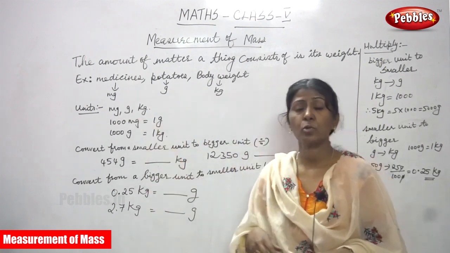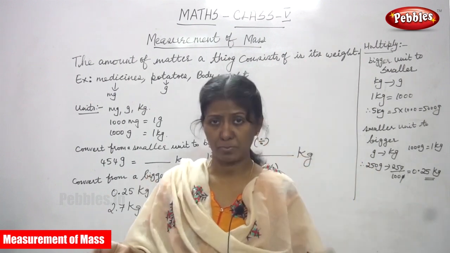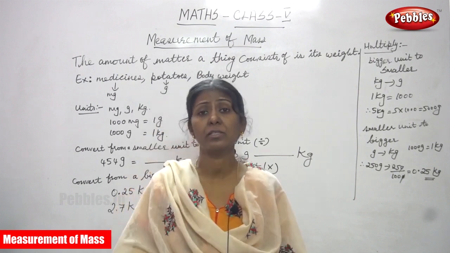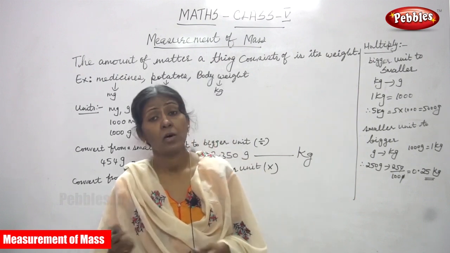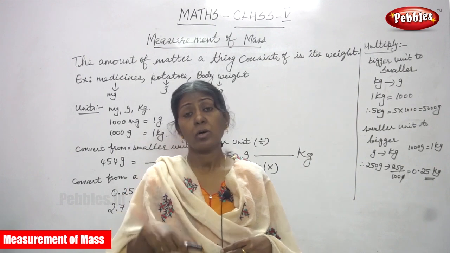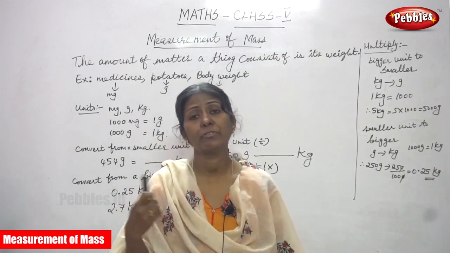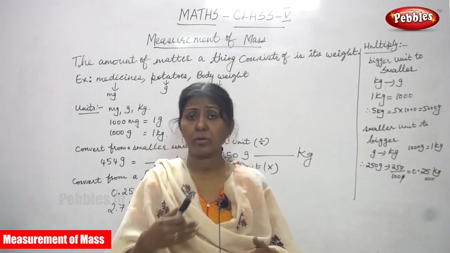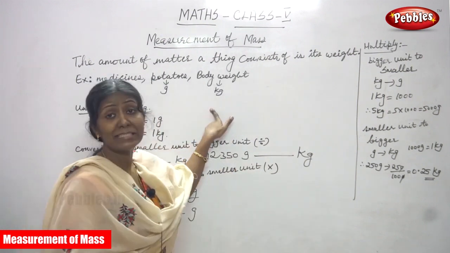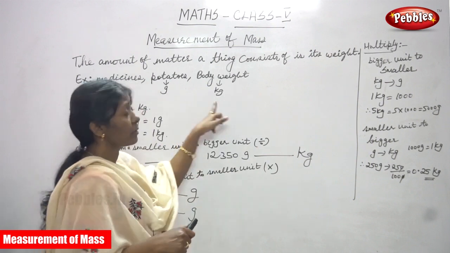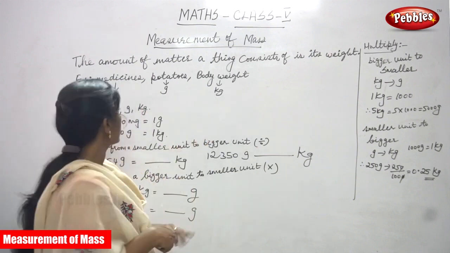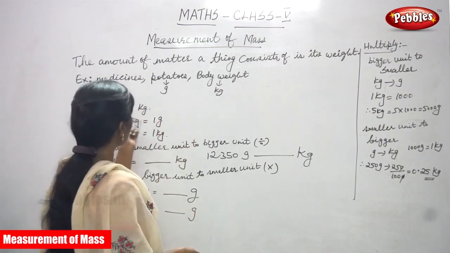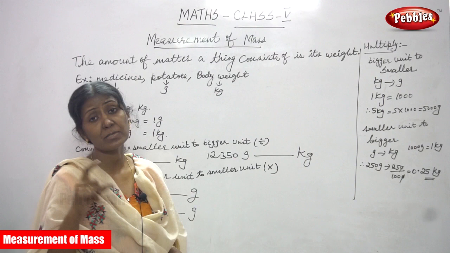Now body weight, for example the weight of a boy, a girl, a man, a woman. All these come to around 55 kg, 56 kg, 80 kg, 25 kg. So these are all body weights. They come in kilograms. So kilogram is a bigger unit. Comparing milligram to gram, gram is a bigger unit and milligram is a smaller unit.